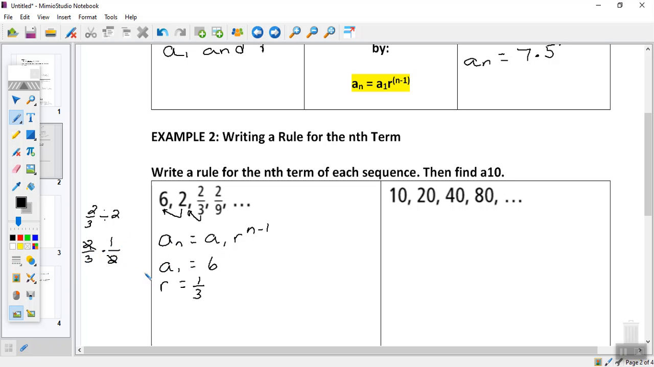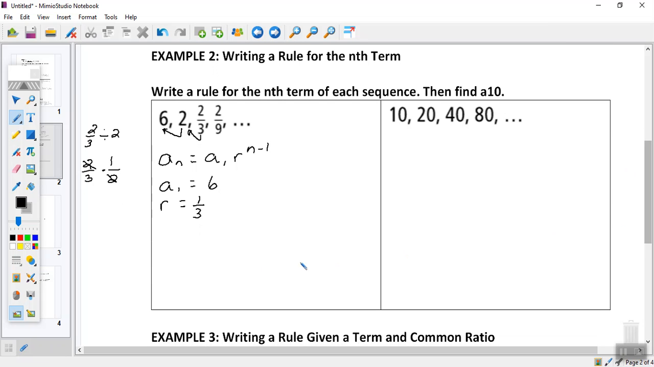Kids, do we have the first term? Yeah. Do we have the ratio? Mhm. If I want to write a geometric rule for the 10th term or for the nth term, a of n would equal what here, kids? 6 times 1/3 to the, they typically put that ratio in parentheses like that, to the n minus 1 power. Okay? Now, what are we trying to evaluate, kids?